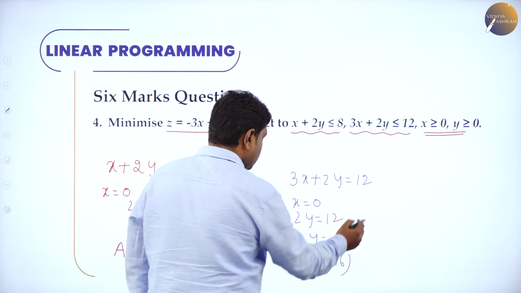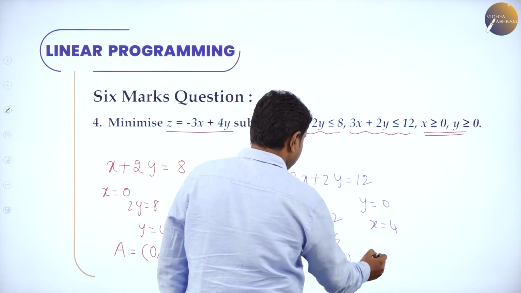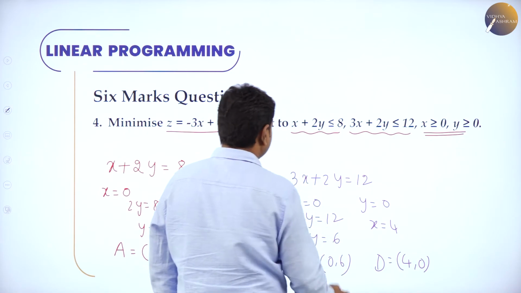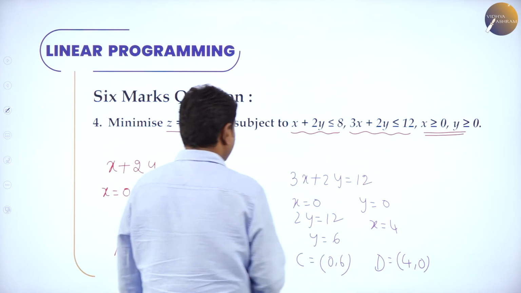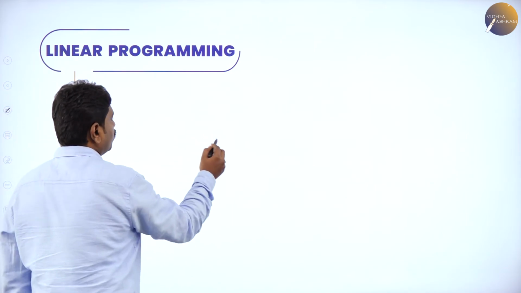0, 6. And then put y equal to 0, you'll get x is equal to 12 by 3, 4. So D is 4, 0. And we have two conditions, that's it, we will plot them. It's an easy graph and a good question for you people to score better.